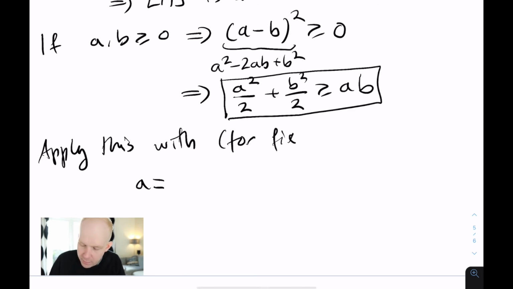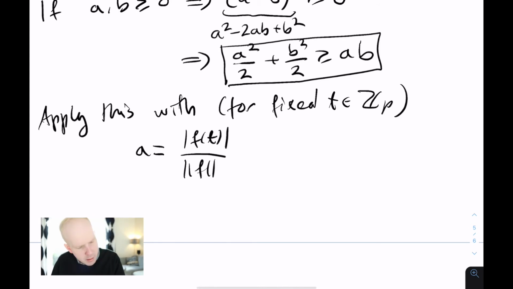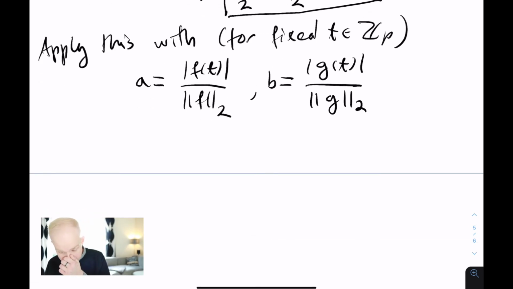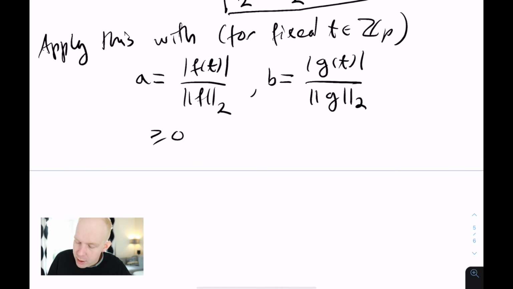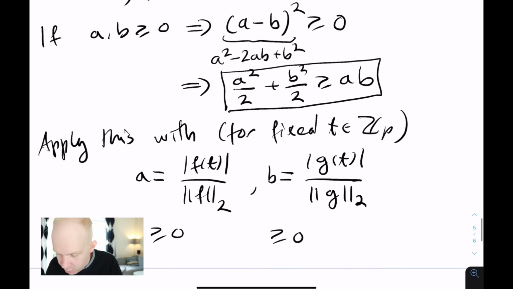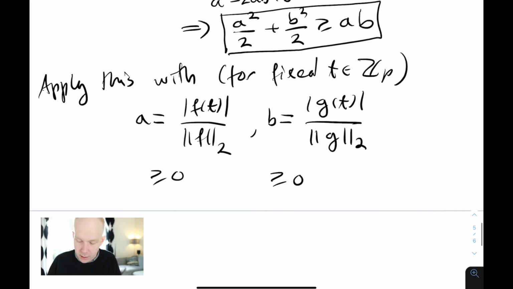So we apply this with the following expressions. For fixed t in Z_p, let a be equal to the absolute value of f(t) over the L2 norm of f, and b equal to the absolute value of g(t) over the L2 norm of g. These are well-defined numbers, because the norms are positive, so we can actually do the division, even though f(t) or g(t) could be 0 at some points.